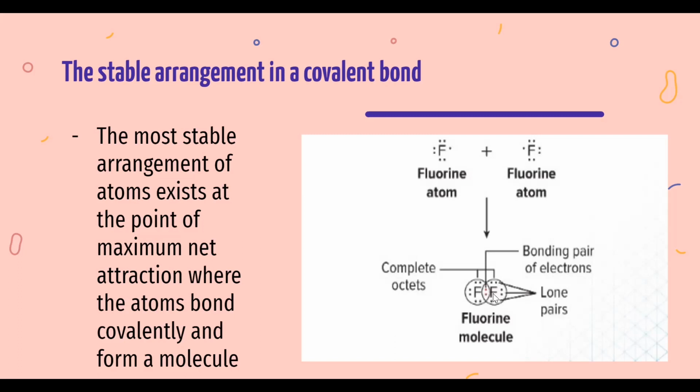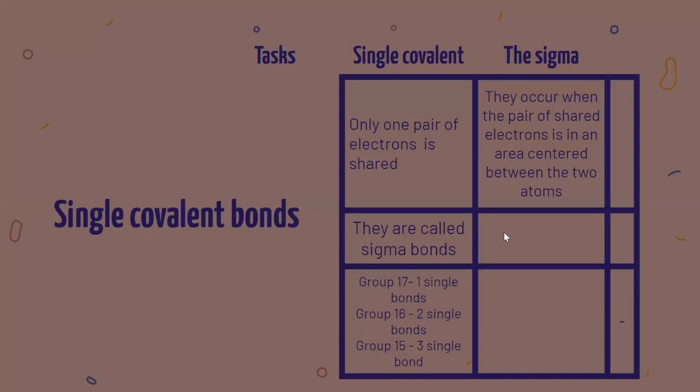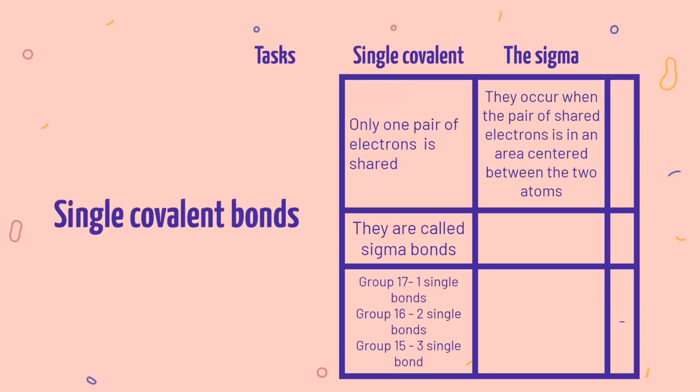So the one fluorine atom has a lone pair of three, because there are three pairs, not six. All right, that's one misconception that we cleared out. Anyways, moving on to the types and strength of covalent bonds. So in covalent bonds, there are different types because obviously different atoms have different numbers of valence electrons, resulting in different types of covalent bonds, right?